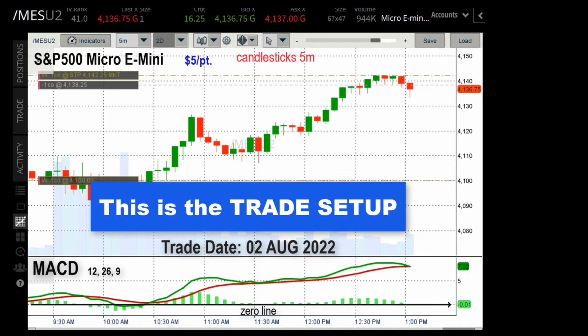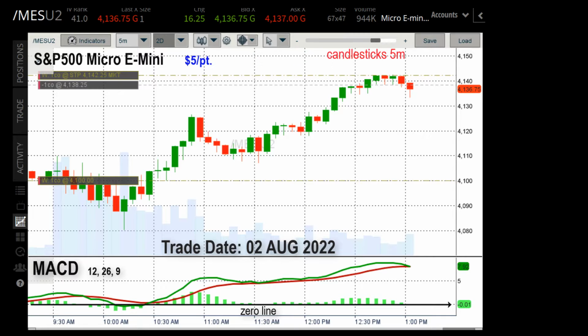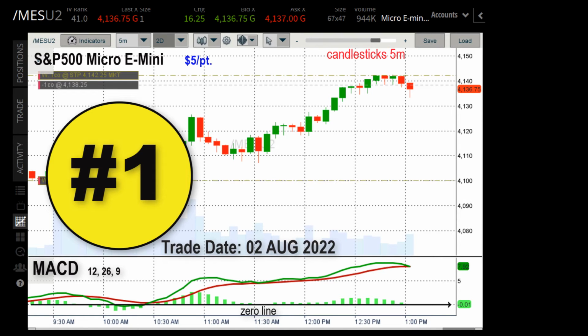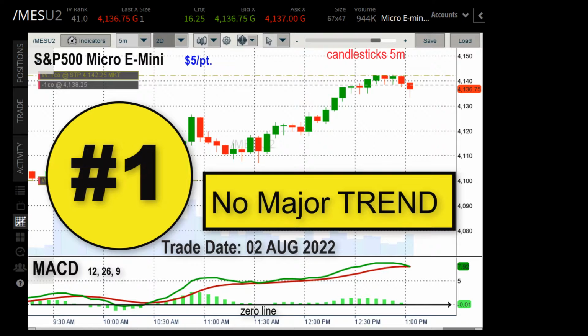If you're new to the channel, you may not yet know this, but I do this part called the trade setup. So what is the trade setup? Why this trade and why now? Why did I pick this trade? There are 3 primary reasons I chose this trade at this particular time. Number 1, no big trend for the day.